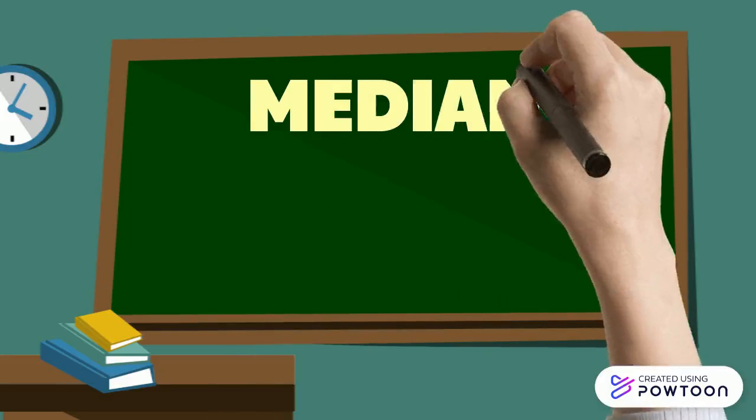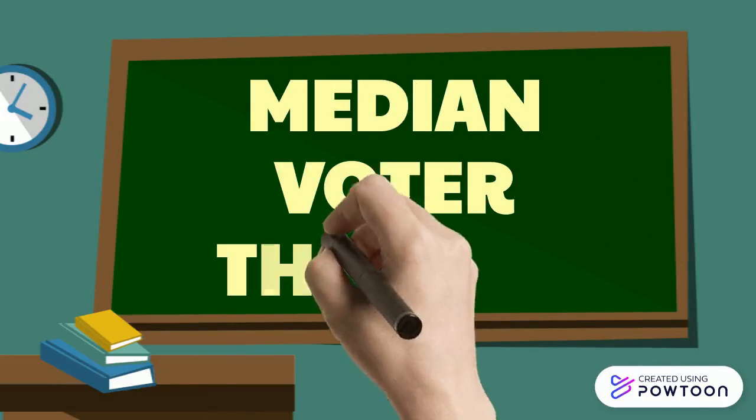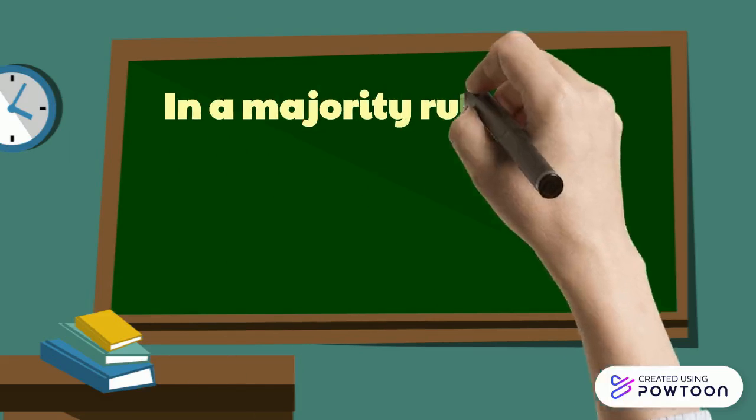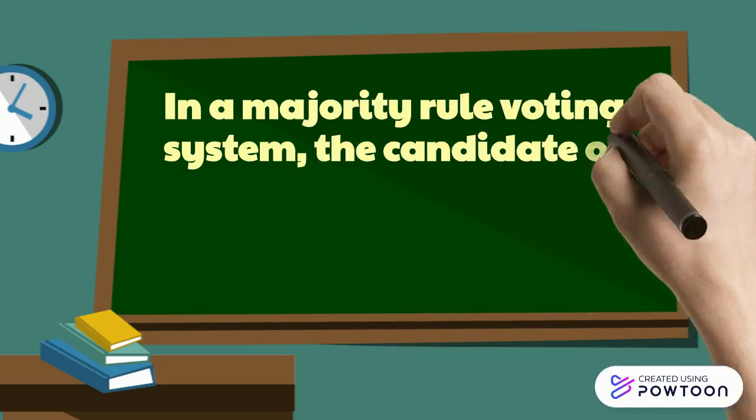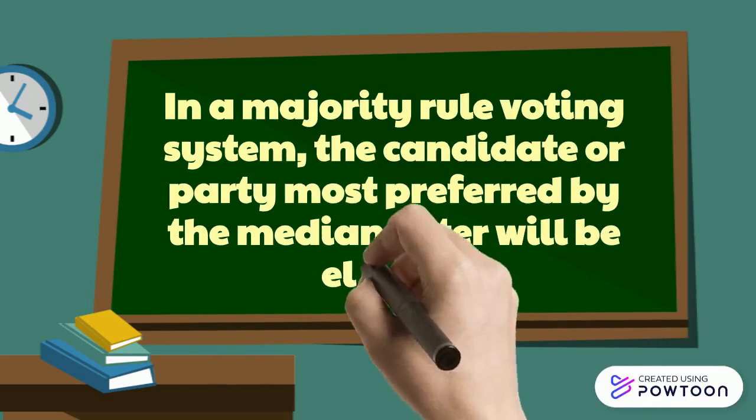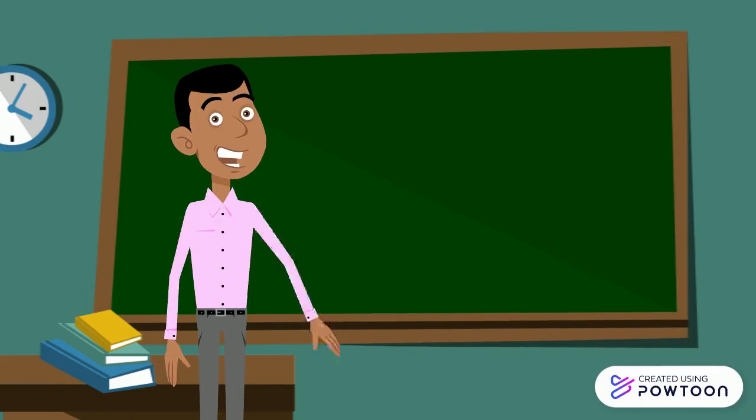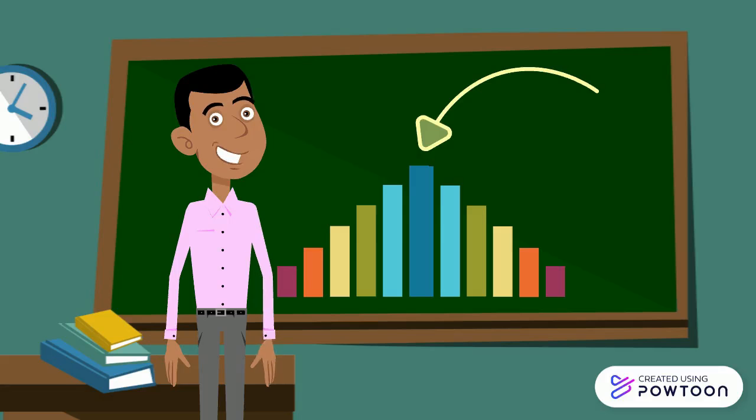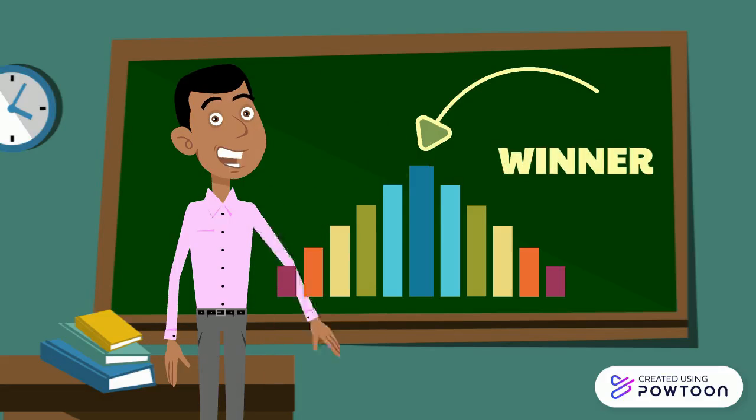Moving on, another example of game theory is that of the median voter theorem. This is where politics and elections come into play. In microeconomics and game theory, the median voter theorem states that in a majority rule voting system, the candidate or party most preferred by the median voter will be elected. In a mathematical sense, this entails that the favorite candidate of a person in the middle of the probability distribution picks the winner of the election.